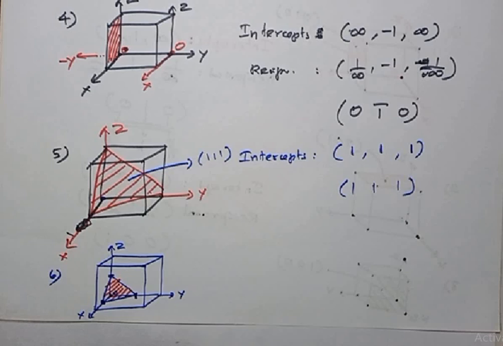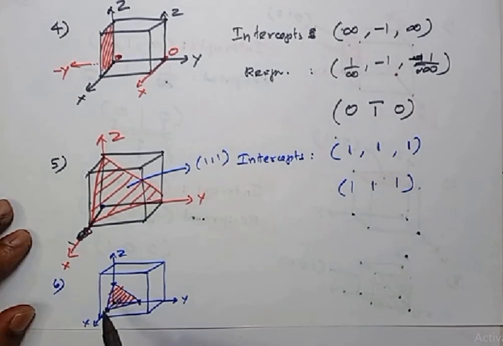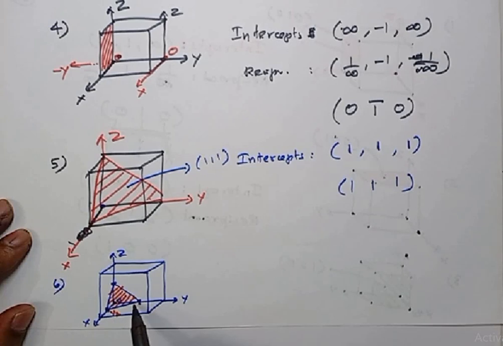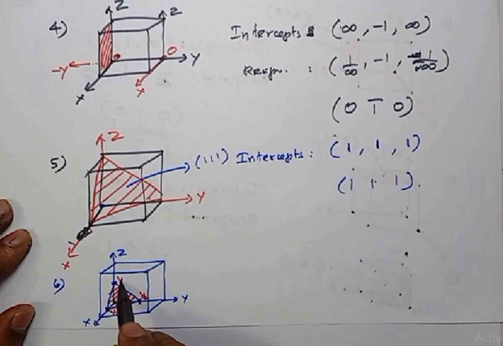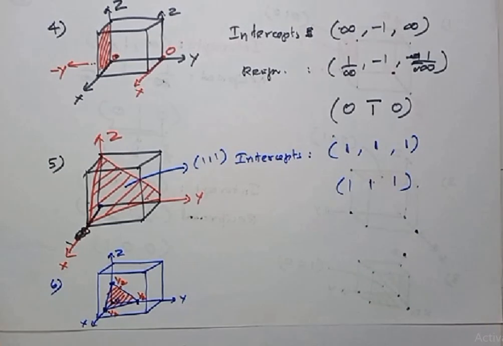See here, I have given a plane here. This plane cuts the x-axis at 1 by 2 length and cuts the y-axis in 1 by 2 and z-axis also 1 by 2. Okay, with respect to the unit length, right? Now you find out Miller indices for this plane. Listen, how to do this.